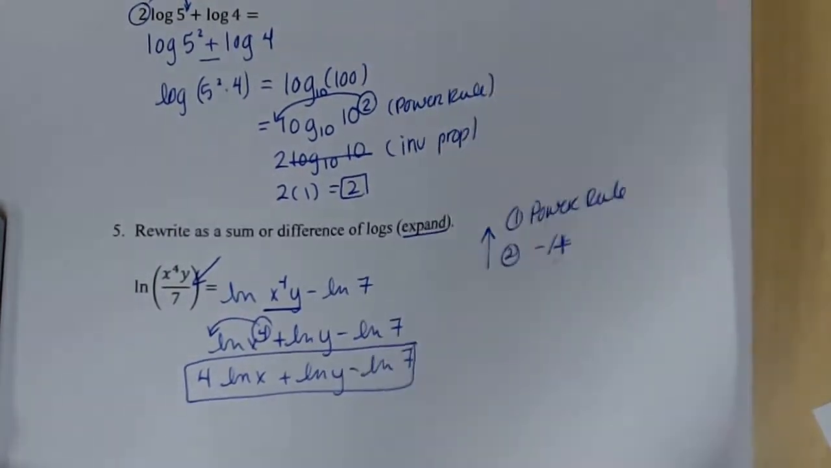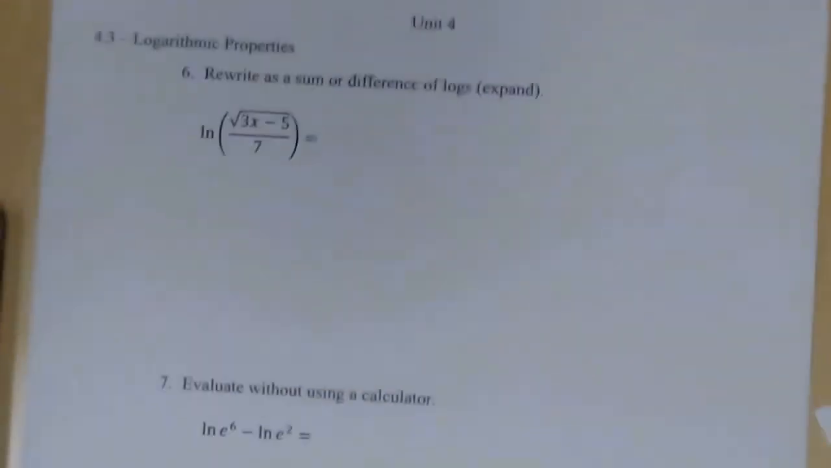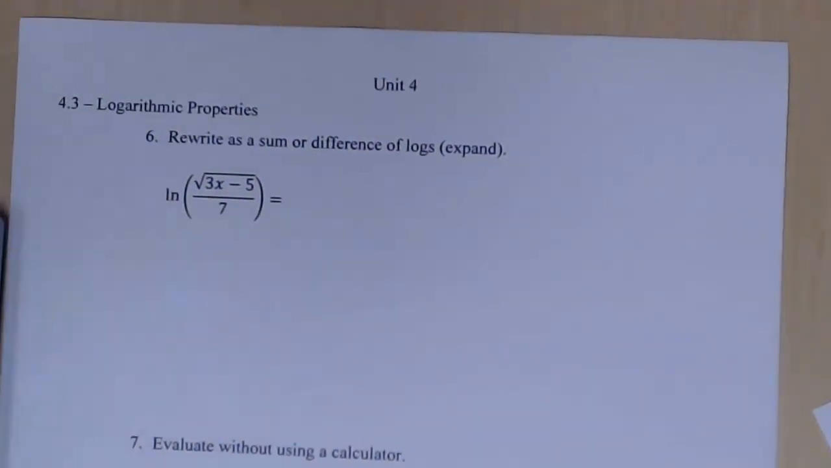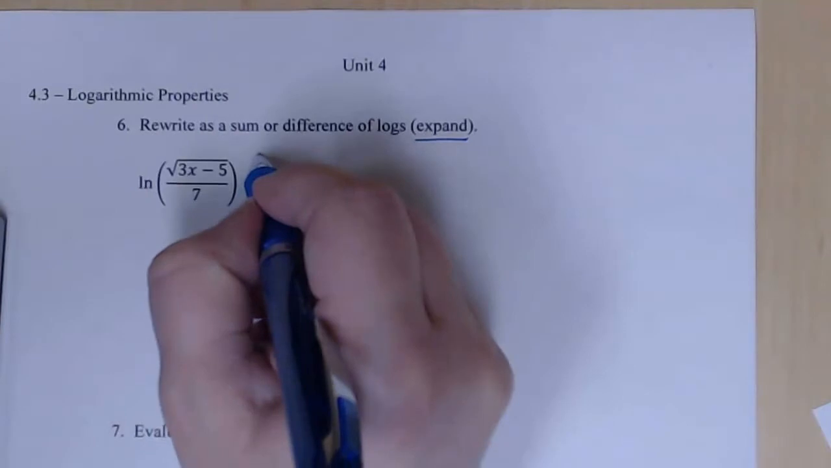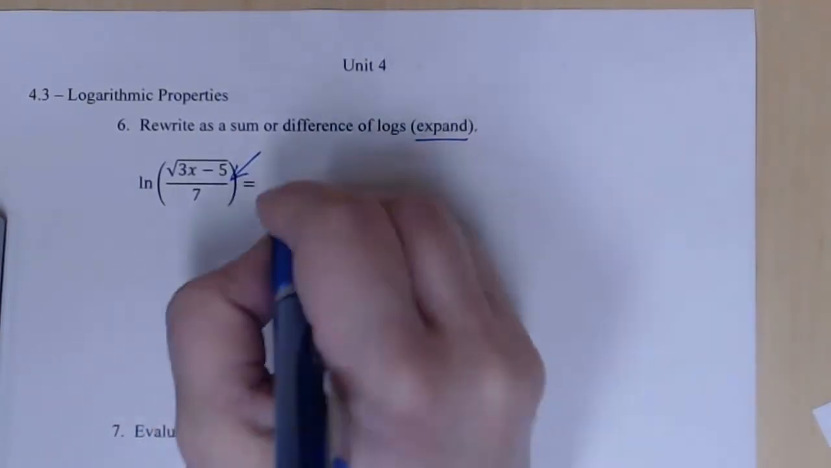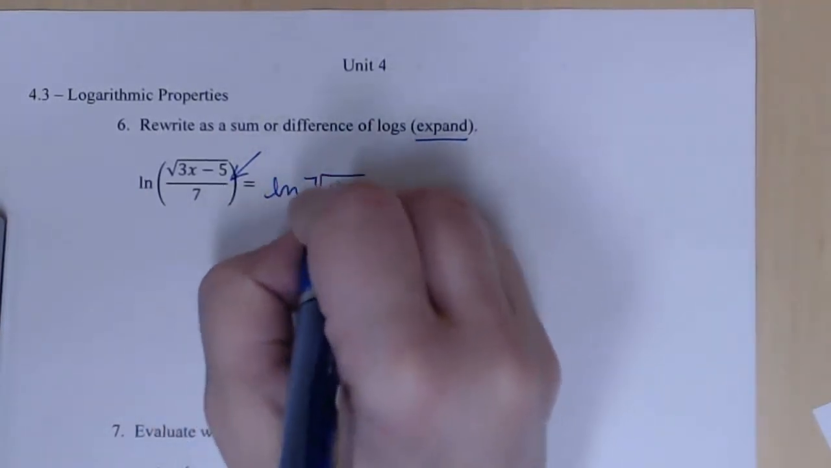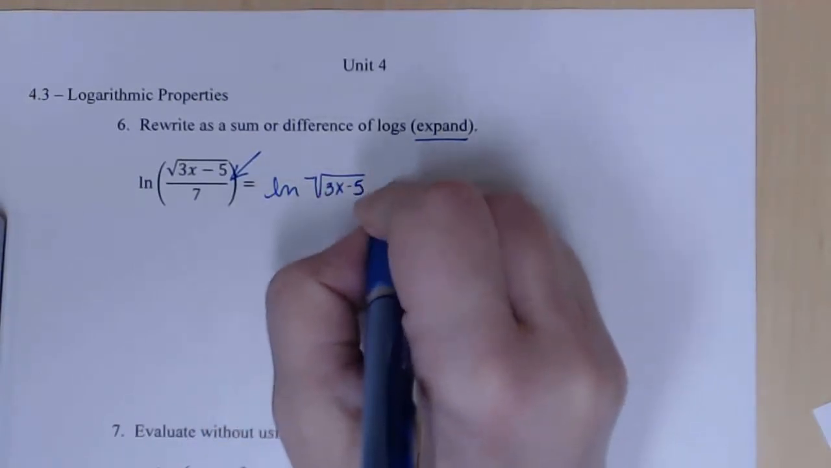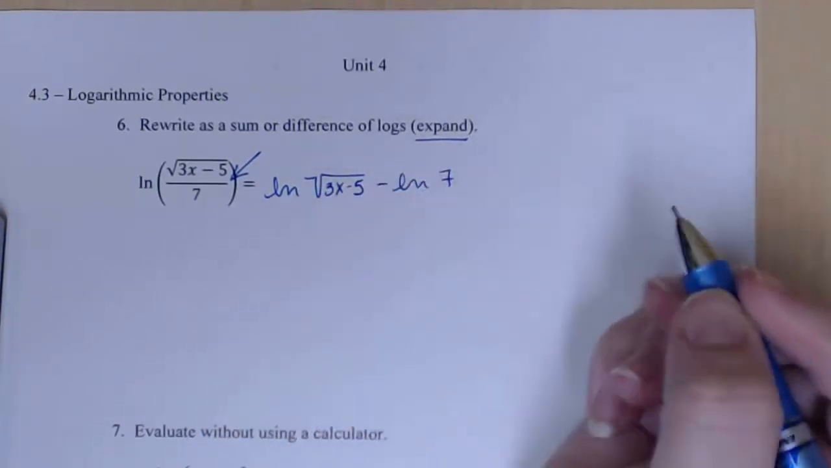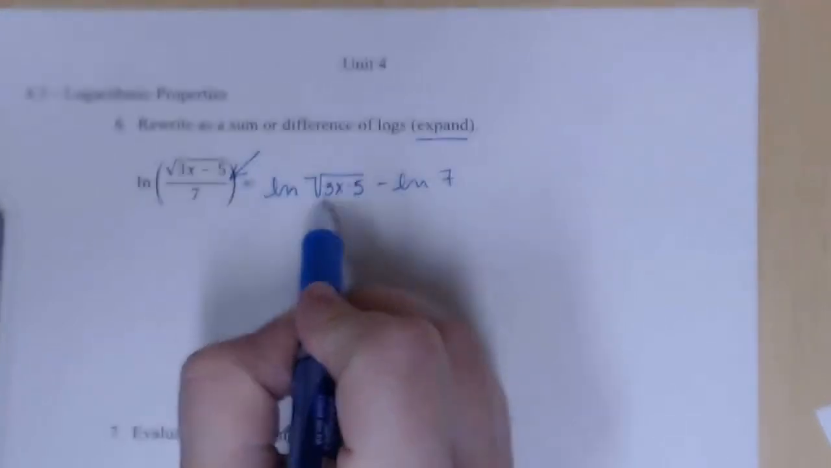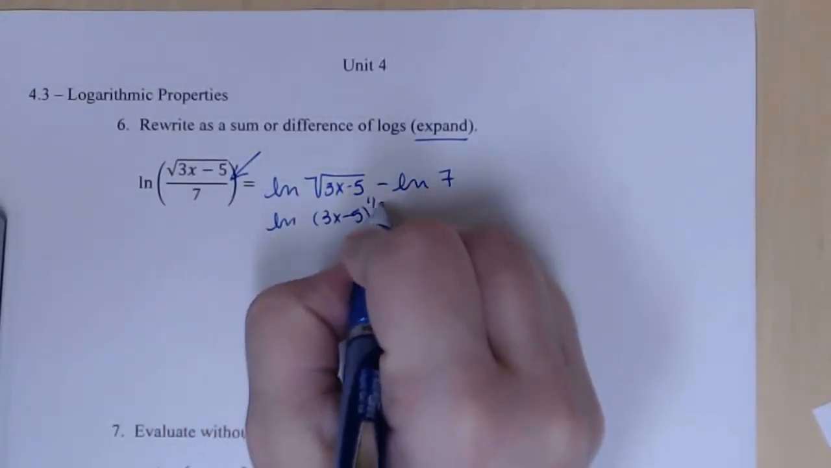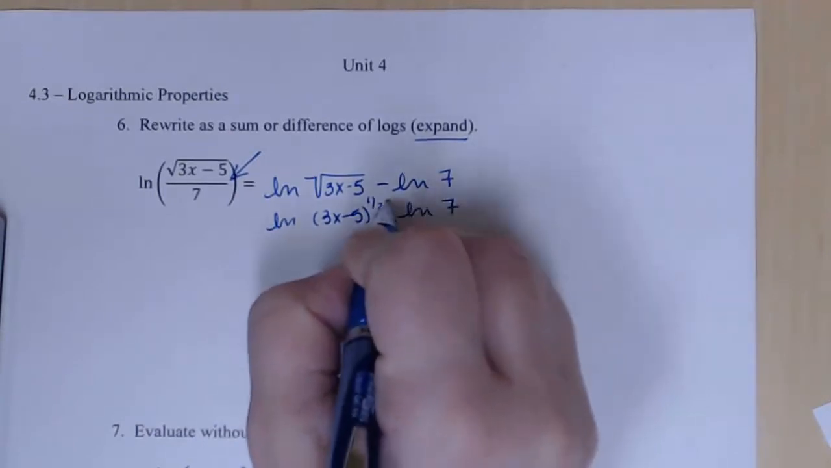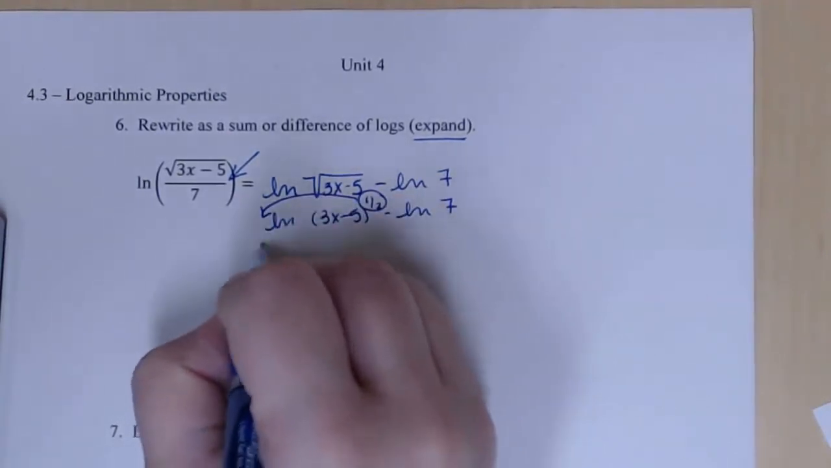So let's do a couple more examples to finish up this section. Number 6, rewrite as a sum or difference of a log, and so I'm expanding. So they might say expand this, or they might use this wording. So again, first thing I'm going to do is deal with the division. This would be ln of the square root of 3x minus 5 minus ln of 7. Remember radicals, I could rewrite as a 1/2 minus ln 7, and so my last step is to bring that 1/2 out front.